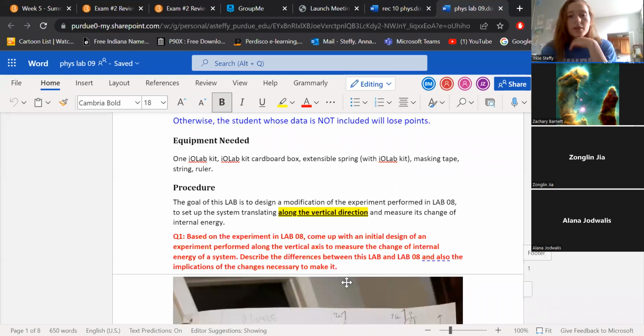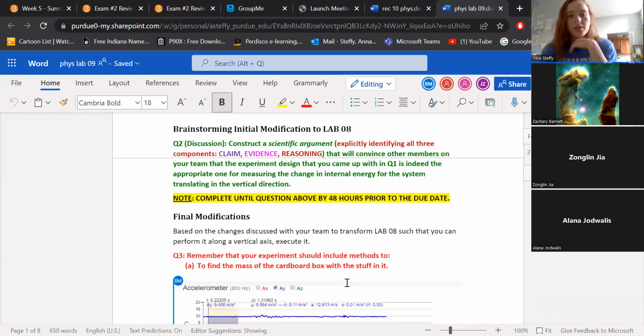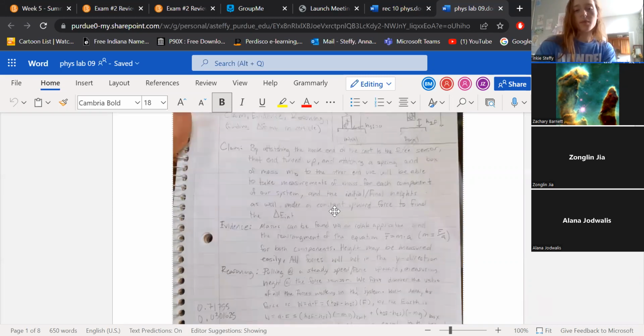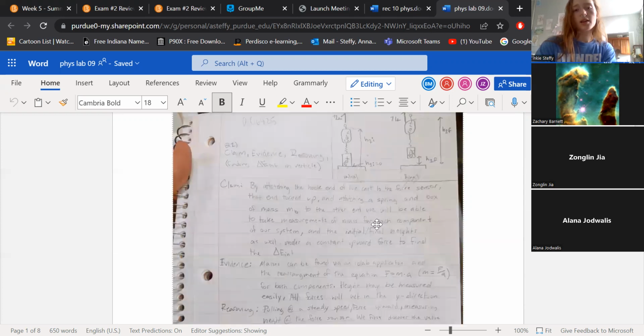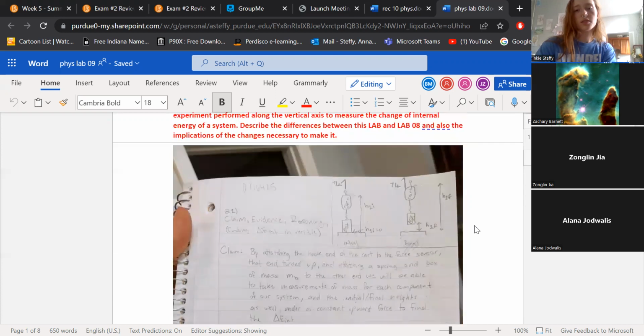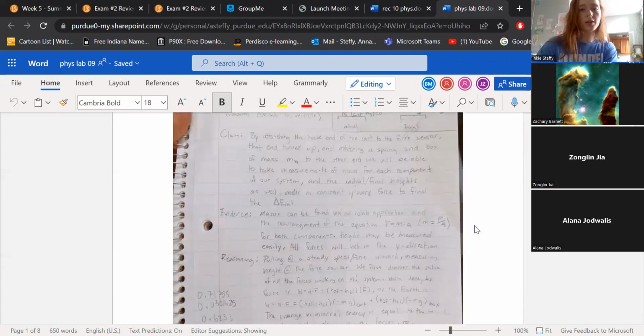All right, and so I'm going to wait. So it says, question 2, construct a scientific argument with the claim, reasoning, and evidence that we have talked about for an experimental design that will give us the appropriate measurements to calculate the change in internal energy for the system and stuff. So I guess I'll go first. I put this on the document a while ago.